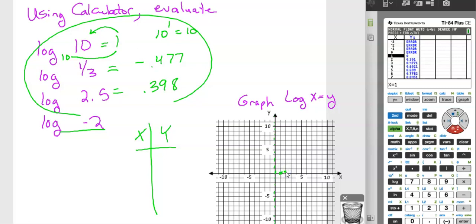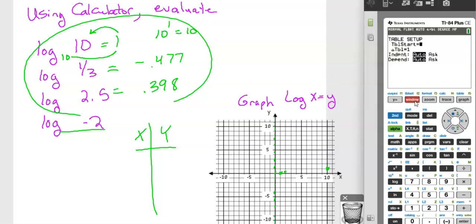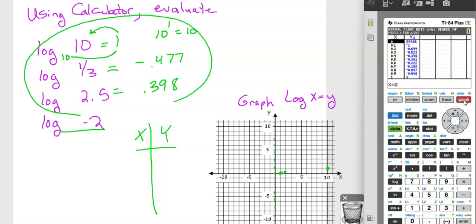Let me jump ahead. Like at 10, we know it's 1. Now let's look at what happens between 0 and 1, and let's count by 0.1. So at 0.1, we're talking about a very tiny number. It's at -1. It's right here.